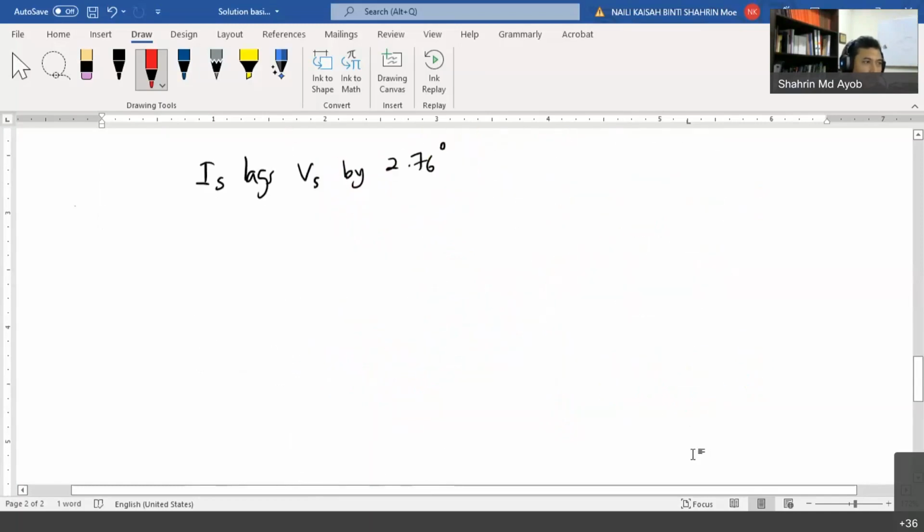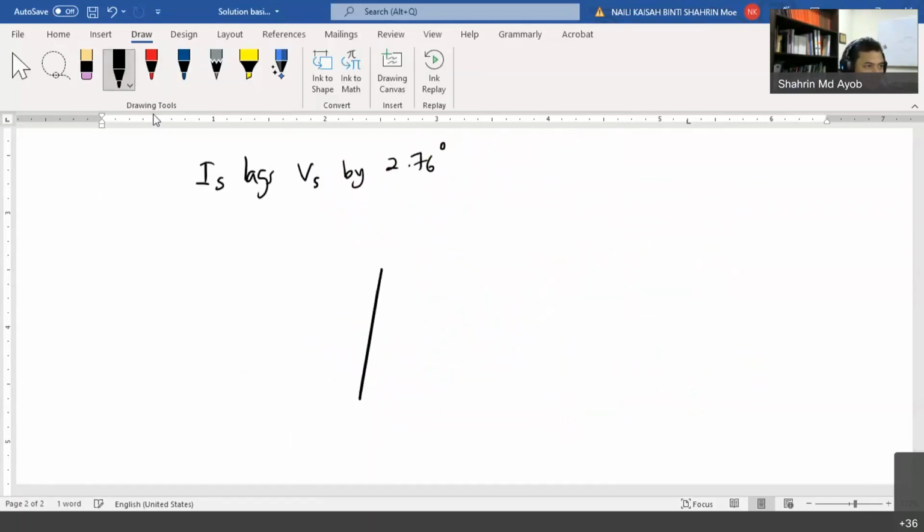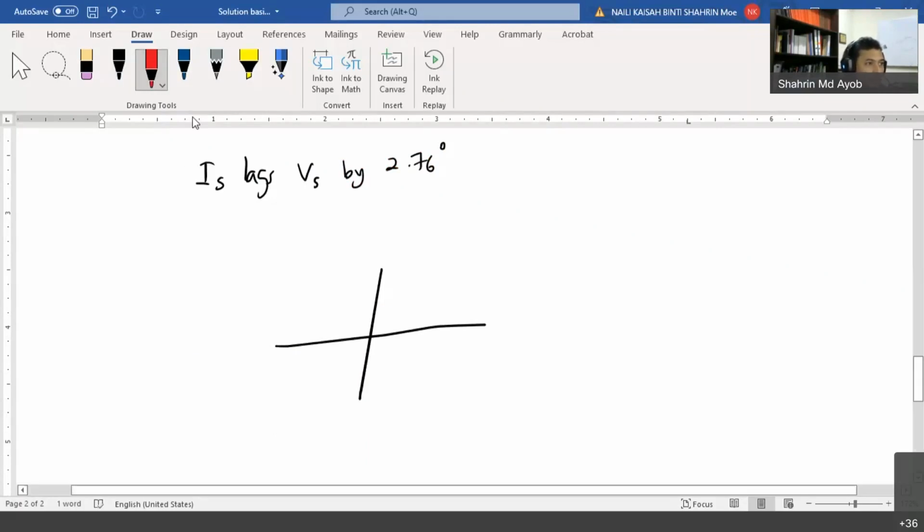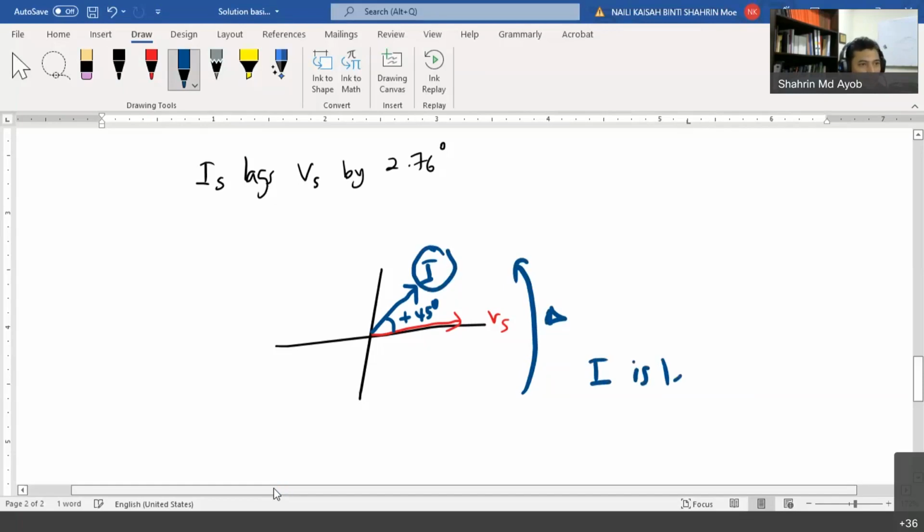So when Is is leading, your phasor diagram should be like this. This one is your Vs, and your Is maybe here, positive, maybe 45 degrees. If I put my eyes here, when the rotation is like this, I will see Is first, and then the second one is Vs. So that means Is is leading the voltage. By how many degrees?